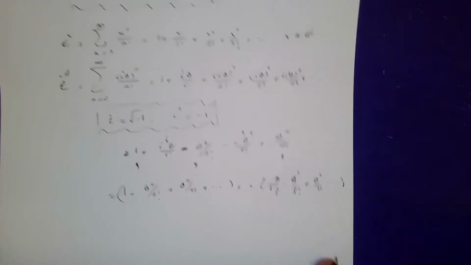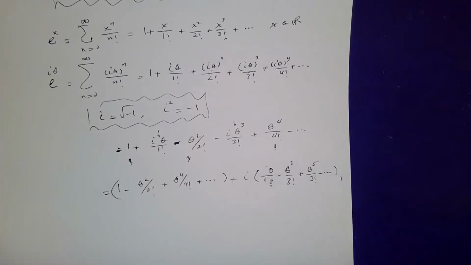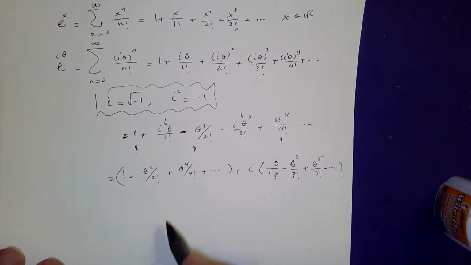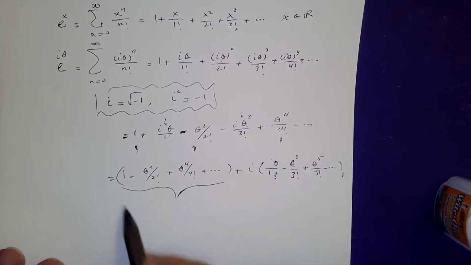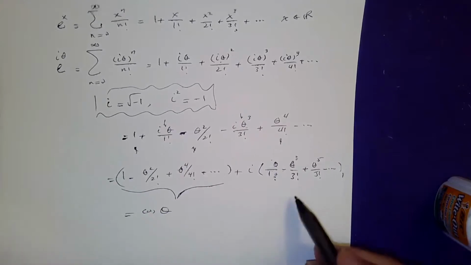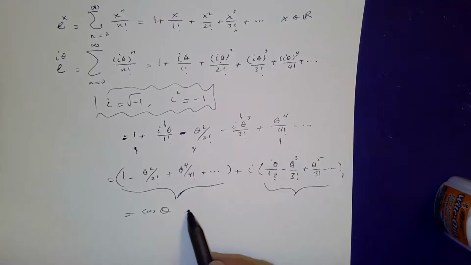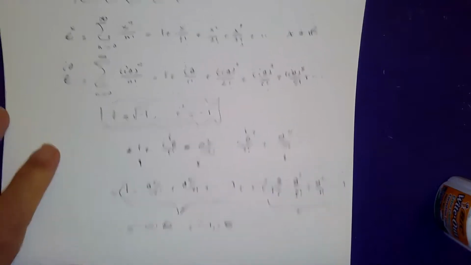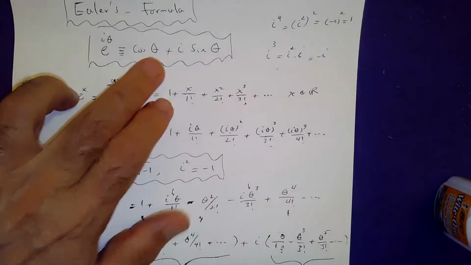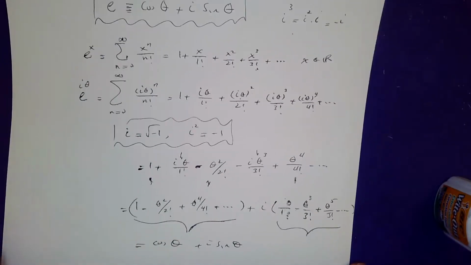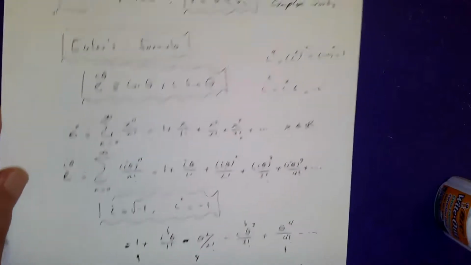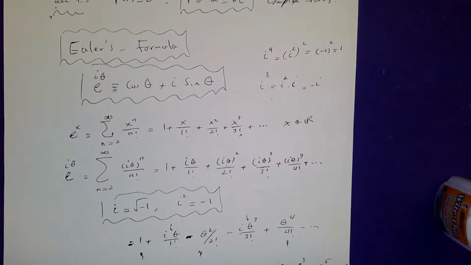And this goes on. But if you still remember your power series, this is exactly the power series for cosine of theta. And this guy is exactly the power series for sine of theta. So that's where Mr. Euler came up with this idea. Do you see it? Or with that magic formula. Correct? So back to our problem.